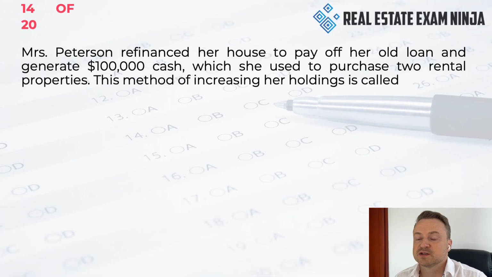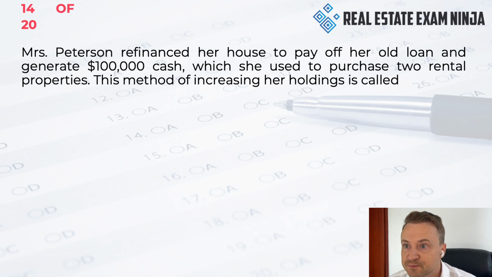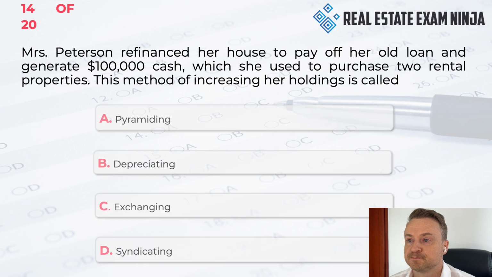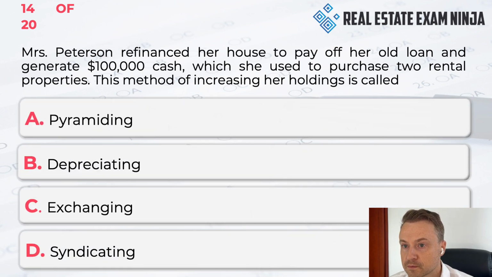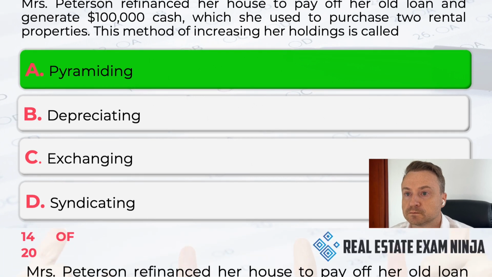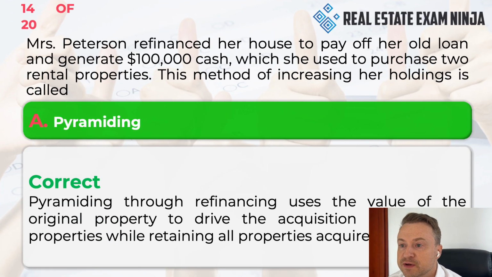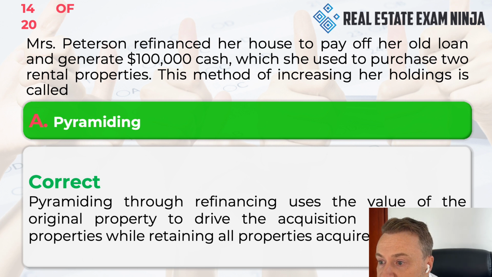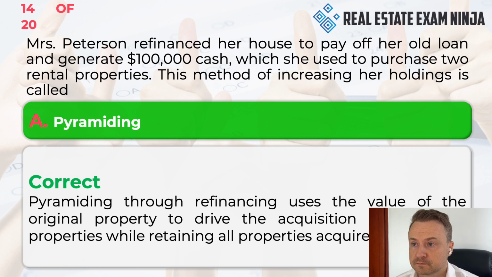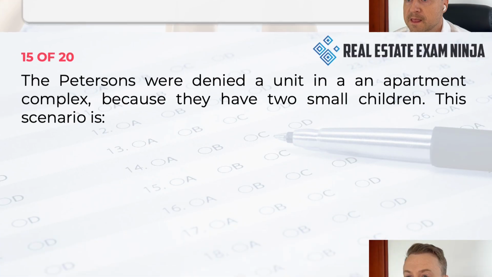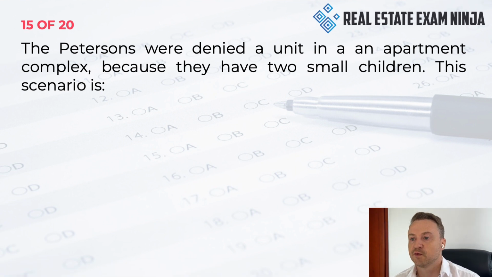All right, Miss Peterson refinanced her house to pay off her old loan and generate $100,000 cash. Cha-ching! Which should she use to purchase 2 rental properties? Pyramiding. Pyramiding through refinancing uses the value of the original property to drive the acquisition of additional properties. Leverage, leverage, leverage. California knows all about that. That's why your property prices are sky high. Well, one of the reasons. But again, outside of the scope of this video.